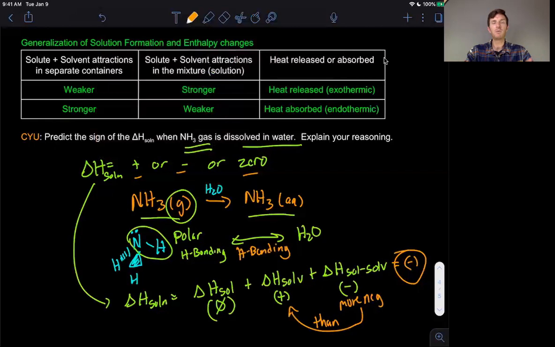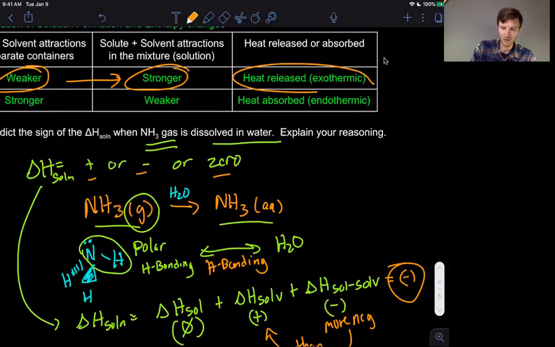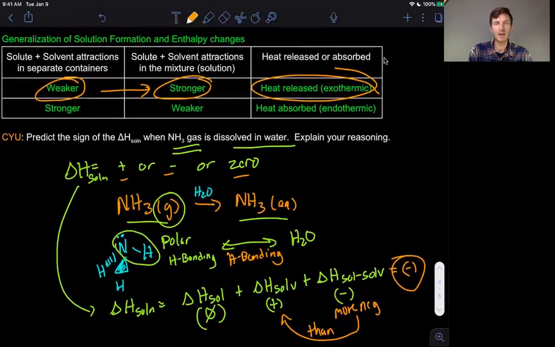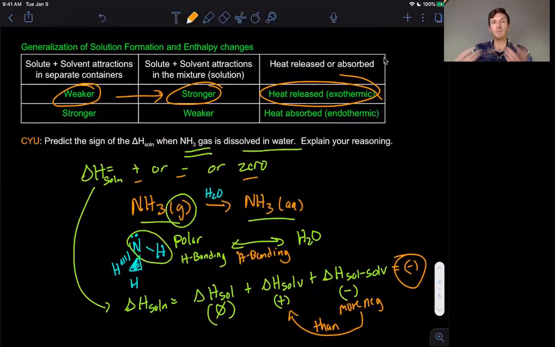So now hopefully as we look through these energetics, we were able to identify what kinds of attractions we're breaking, what kind of attractions we're forming, and how that relates to the release or absorbance of heat when we mix them together. And so we can create a generalization of what is going to happen when we mix two different substances. If we have weaker interactions and we end up with stronger interactions as we go from separate solute and solvent to solute and solvent mixed together, that's a process where we are making stronger interactions. And so that would be exothermic. It's going to release heat when that happens.